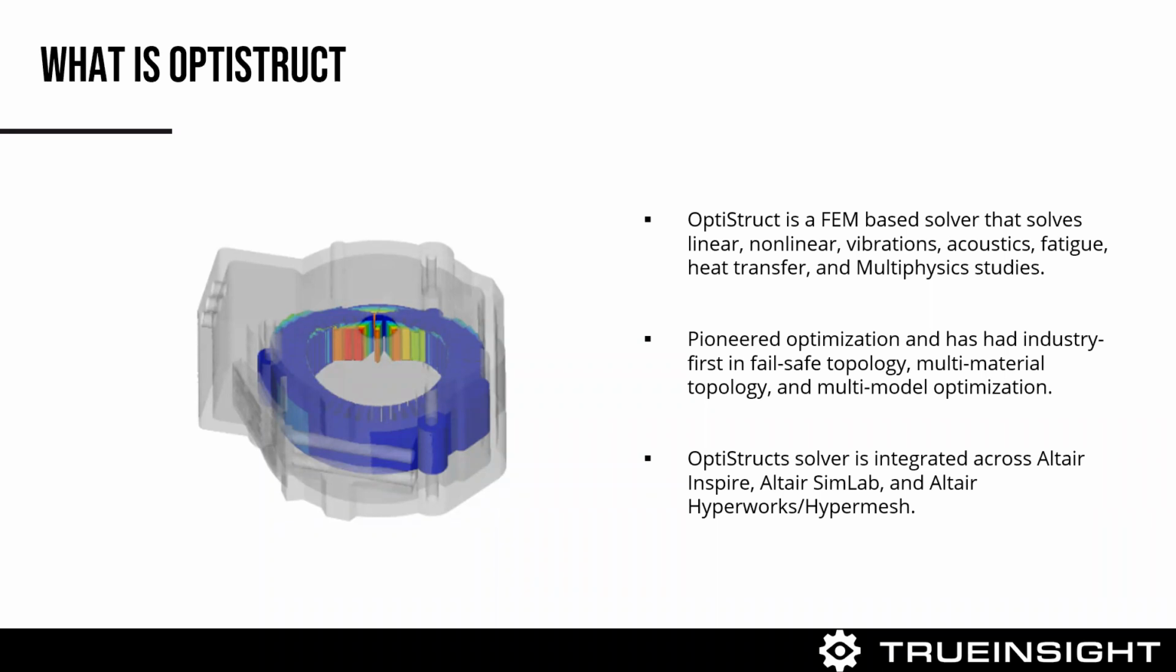Lastly, the OptiStruct solver is utilized across a number of our multiphysics tools: Altair Inspire, which is our designer-based tool; SimLab, which is a little bit higher-end; and HyperWorks HyperMesh, which is our analyst-based tool. So optimization can be solved in all three of these programs.